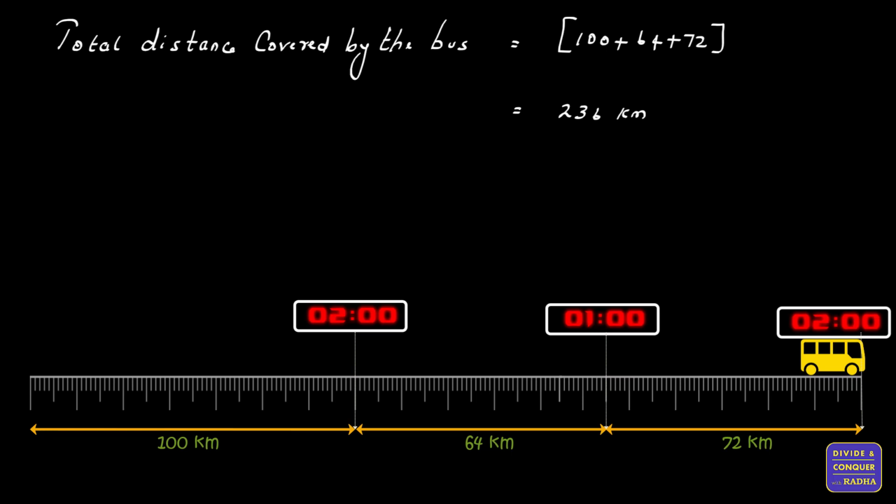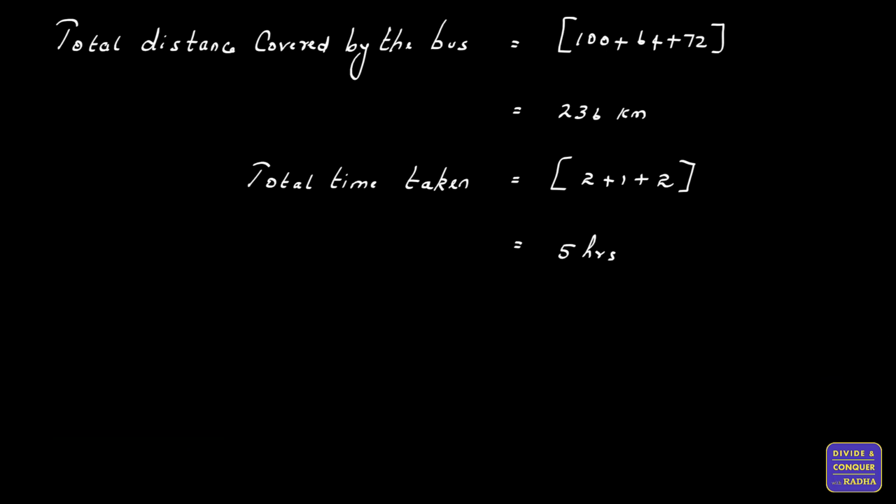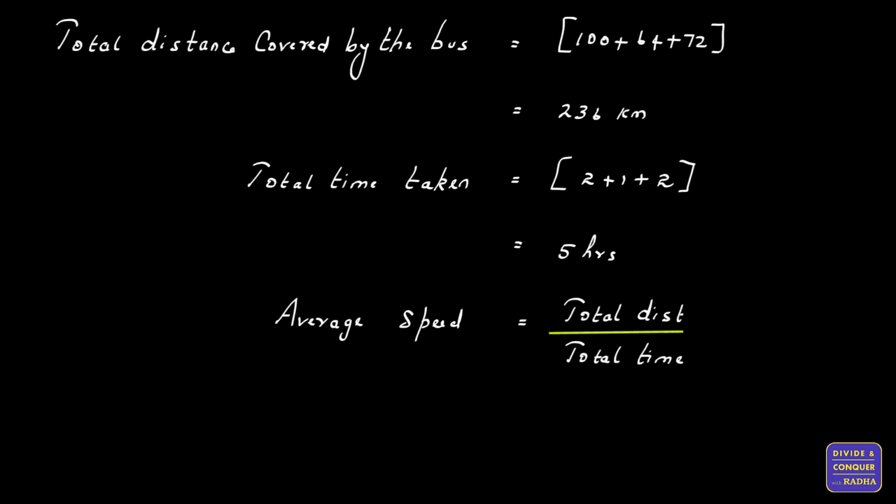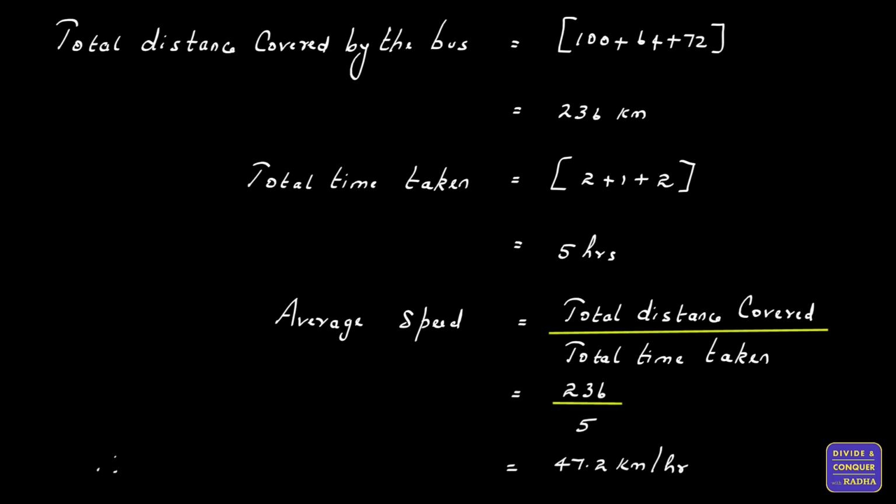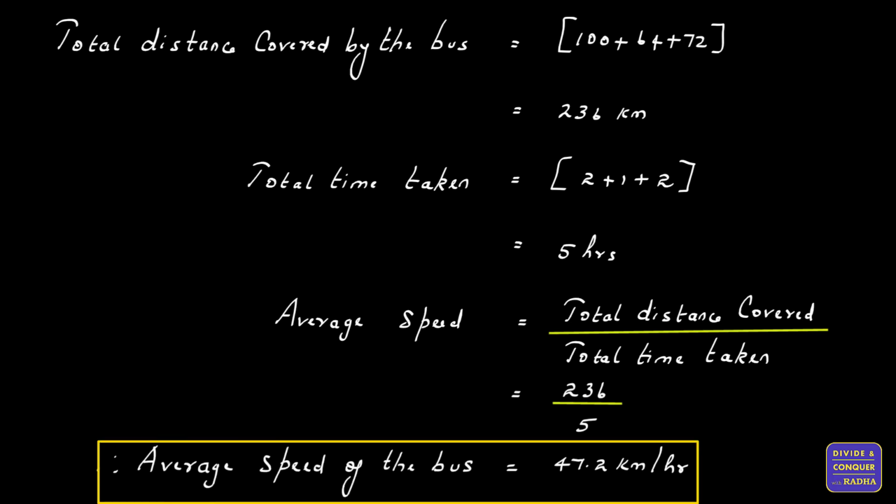Likewise, we need to add up the total time taken as well. Initially, it has taken 2 hours, then 1 hour, then again 2 hours. So totally the time taken by the bus to cover 236 km is equal to 5 hours. Now that we have the total distance covered and the total time taken, we directly substitute in the formula: average speed is equal to total distance covered divided by the total time taken, equal to 236 upon 5. On dividing 236 by 5, we get 47.2 km per hour. Therefore, the average speed of the bus is equal to 47.2 km per hour.